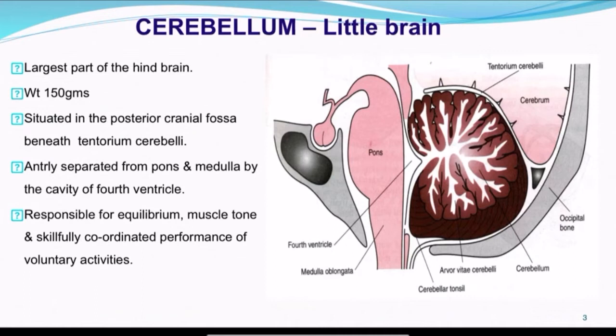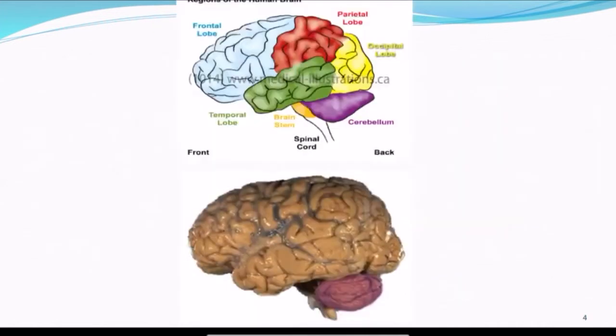It is the largest part of the hindbrain, weighs 150 grams, situated in the posterior cranial fossa beneath tentorium cerebelli. Anteriorly separated from pons and medulla by the cavity of fourth ventricle. It is responsible for equilibrium, muscle tone and skillfully coordinated performance of voluntary muscular activities. In this picture, the drawn picture above shows the cerebellum in purple color. The human brain specimen below shows the cerebellum in pink color. So this is a hand-drawn picture above and a true specimen below to show you how the cerebellum looks like.